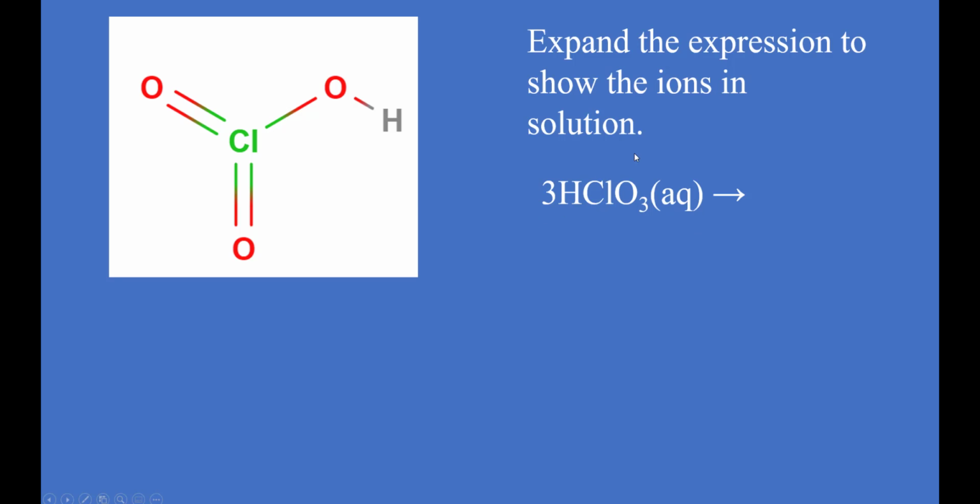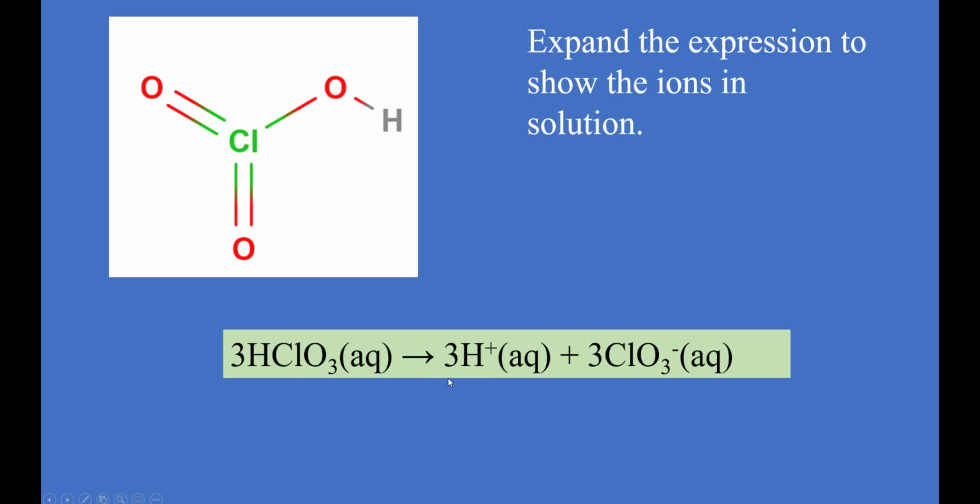So what you do with this expression is the same as what we did with the ionic compounds. It's still going to be, in this case, 3 hydrogens and 3 chlorates. But exactly how we manage this when we don't see any ions to begin with, we'll have to think about that when we do acids and bases.